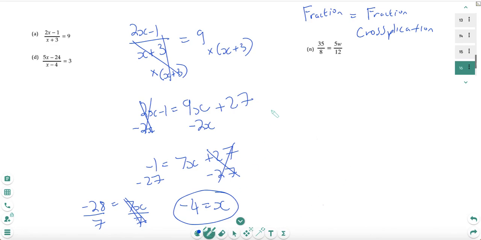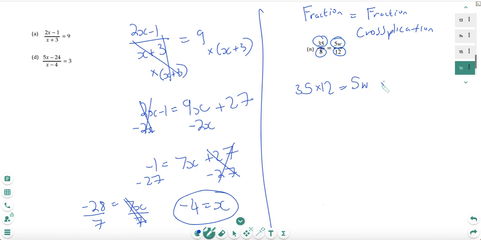So we can say that 35 times 12 is equal to 5w times 8. So let's write it out. 35 times 12 is equal to 5w times 8. So 35 times 12 is 420. Sorry. 5w times 8 is 40w. 5w, multiply that by 8 is 40w.